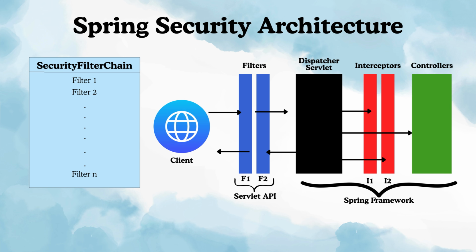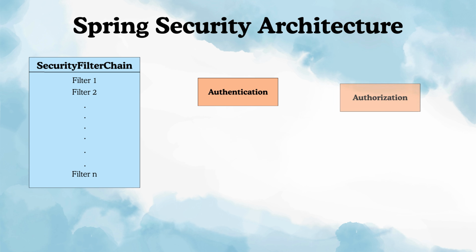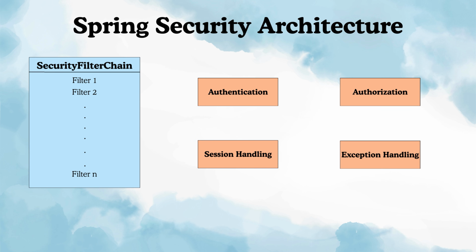Now, the difference between a filter and an interceptor is that filters come into play even before the dispatcher servlet, and they are actually part of the servlet API, whereas interceptors intercept the request after it passes through the dispatcher servlet. I have explained all of this in detail in a different video about interceptors versus filters. Now coming back to Spring Security. In Spring Security, authentication, authorization, session handling, exception handling, all of these are done using filters. Before your controller method is ever called, the request passes through multiple security filters.